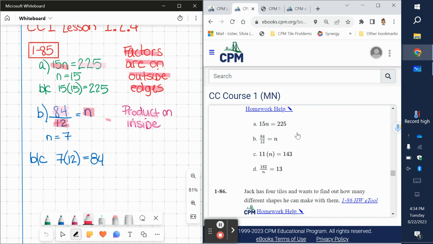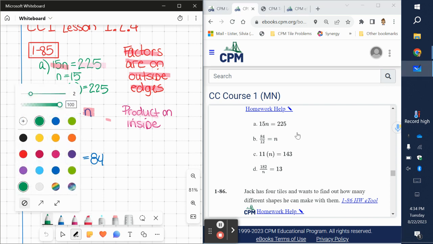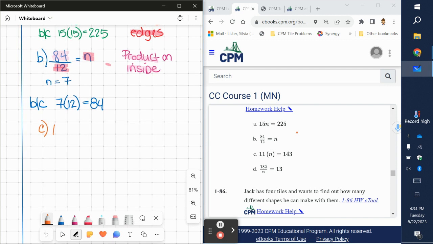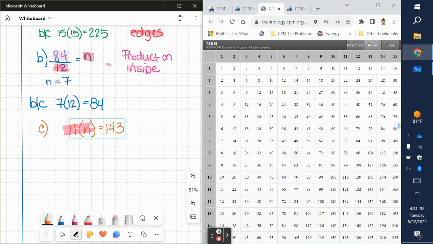Let's look at letter C. I'll do that in a different color, let's say orange. This is 11 times something. It has parentheses around the n, but that doesn't really matter. It's just another way to write it. I know that 11 and n are my factors, so I'm going to highlight that in red. Let's go back to my table, reset, and look at my 11, highlight the row, and I'm looking for my product, which is 143.